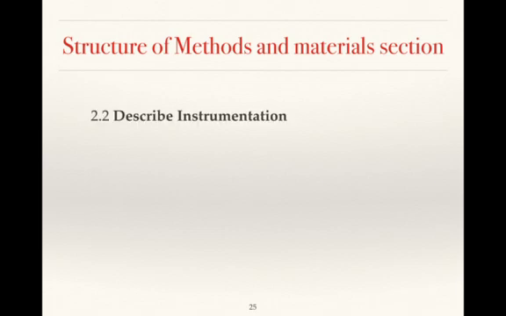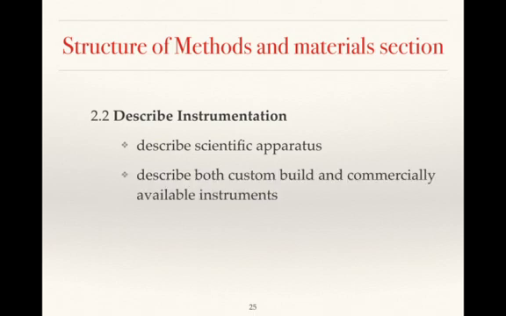The second sub-move is to describe instrumentation, and it describes the scientific apparatus used in the study. Both custom-built instruments, such as a high vacuum chamber or a newly designed light source, and commercially available ones, like a gas chromatograph or an infrared spectrometer, are described. Ordinary lab equipment, such as a rotary evaporator, is not described.